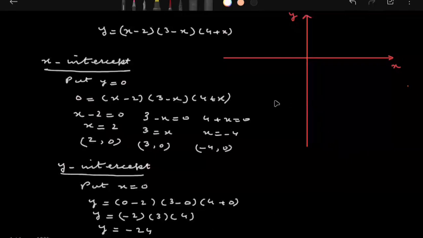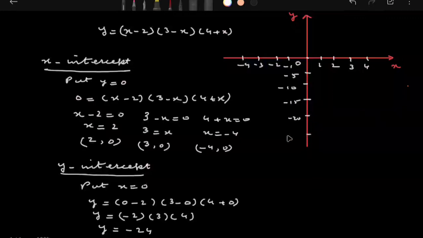Now we will plot the x-axis and y-axis coordinates and get a smooth curve. Here we can write numbers 1, 2, 3, 4, and -1, -2, -3, -4, and on the y-axis we can start with -5, -10, -15, -20, and -25.